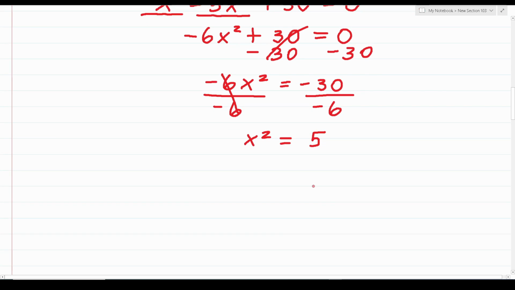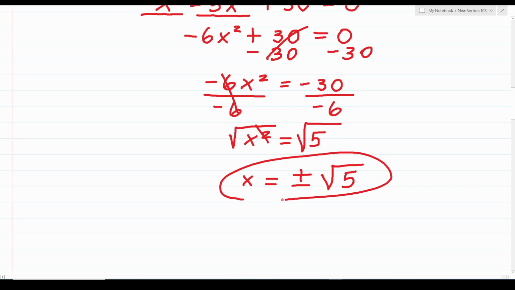All right. And to get rid of this square, we're actually going to take the square root of both sides. This will cross out here, leaving you with x. And when you take the square root of both sides, your answer actually becomes plus or minus the square root of 5. So our answer to this one is x equals plus or minus the square root of 5.